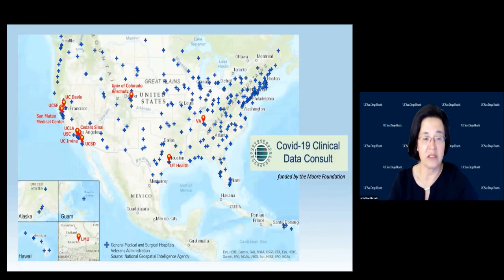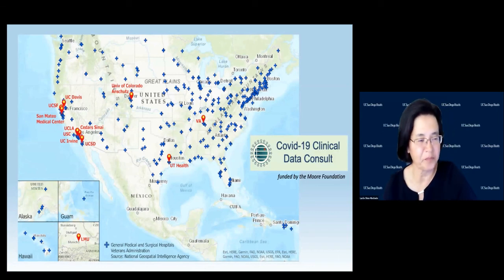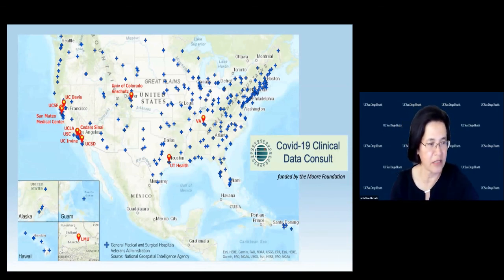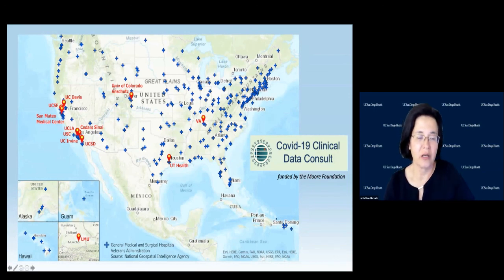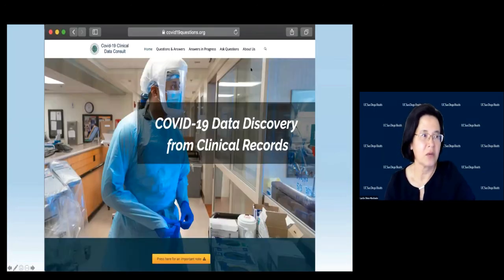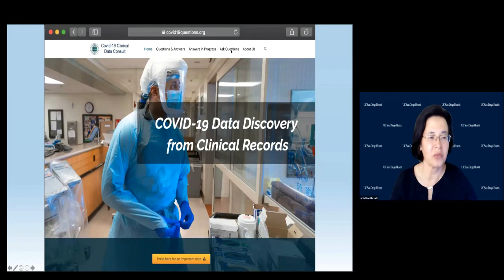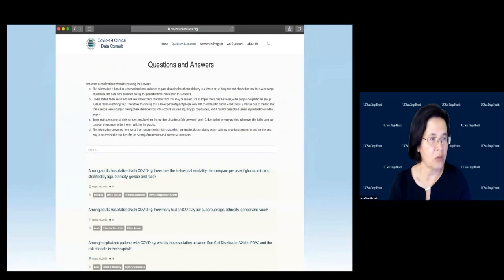More recently, we've done this for the COVID-19 clinical data consult. We call it the rapid response data discovery for COVID-19, and it was launched within a month. We could get these institutions together in order to share results on the data. This is a public website, covid19questions.org, in which anyone could ask a question. And then a group would decide, well, this question is answerable with electronic health records, and is a question worth answering for the public's benefit. And we have done that for several of such questions.